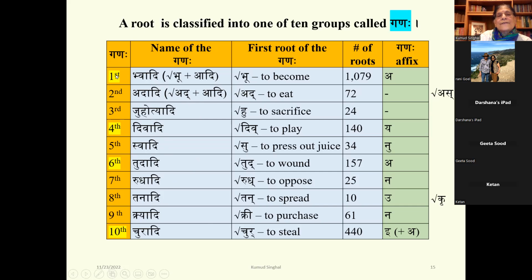one studies the first gana, fourth gana, sixth, and 10th. And if you see in the first group, there are about 1,000 roots, in fourth, 140 roots, in sixth, 157, and in 10th, 440. So if one studies these 4 ganas, you've kind of covered almost all the roots.